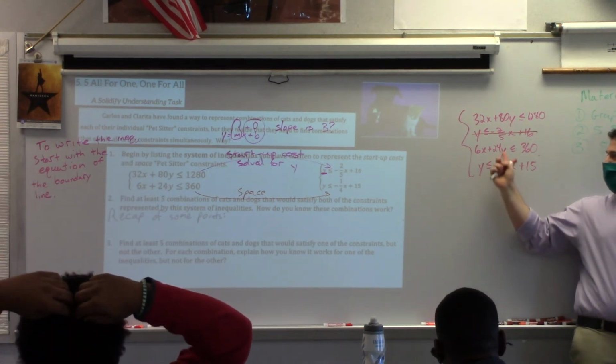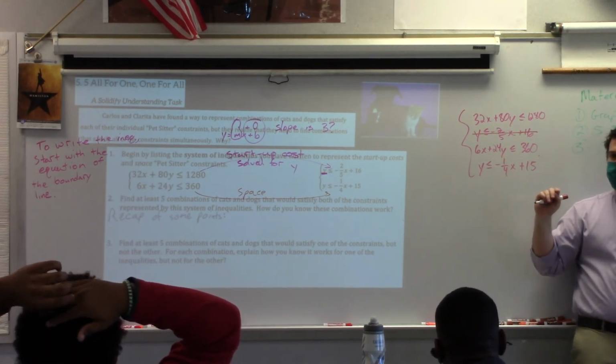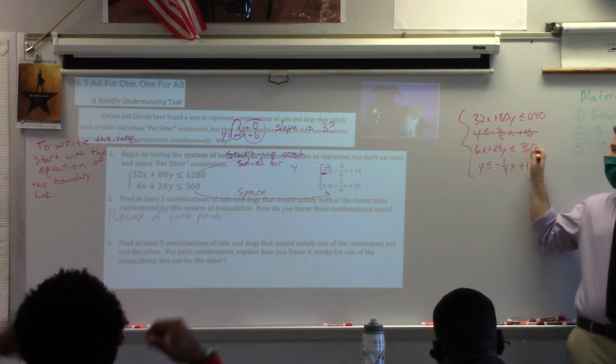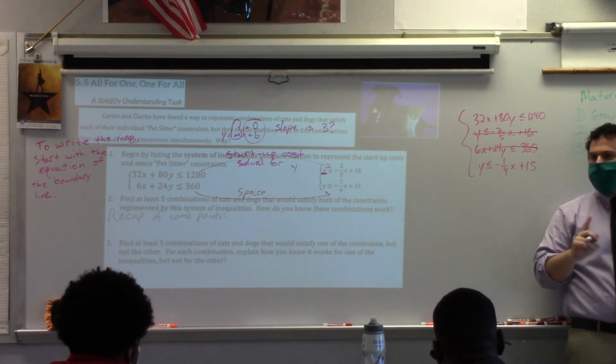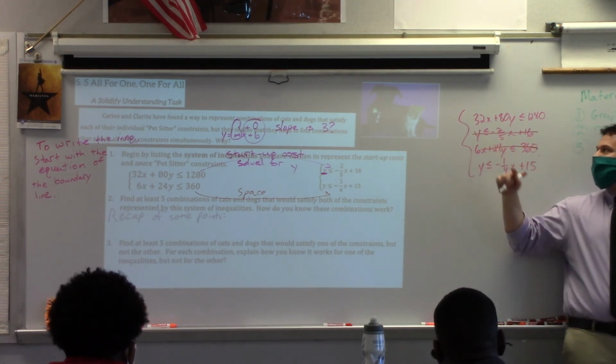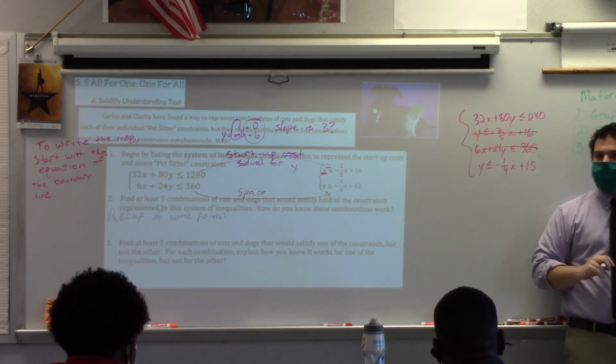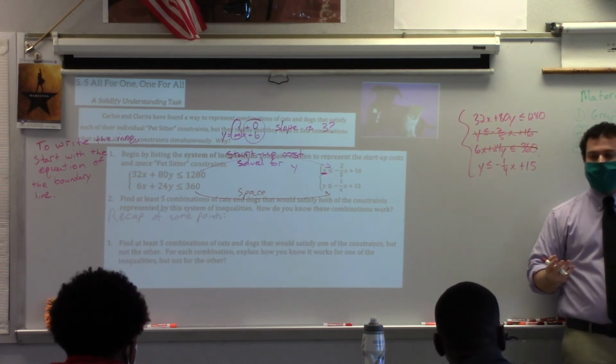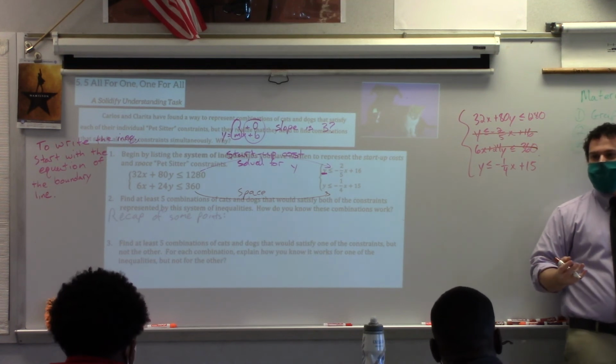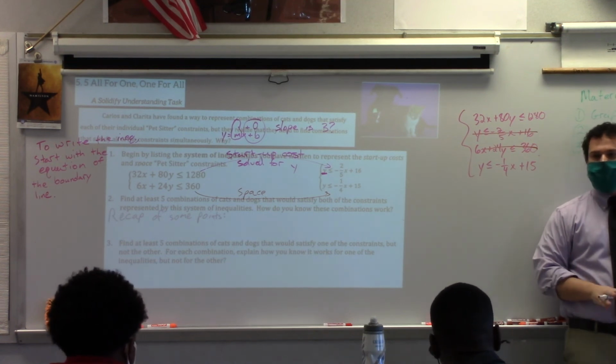Okay, so do I need both of these inequalities? No. They're both the space constraint. Boom. Now, notice I took these two out. Do you think it's okay to have one in standard form, one in slope-intercept? Yes. They're both inequalities. Do we have the constraints that we need? So does it matter what form they're in?